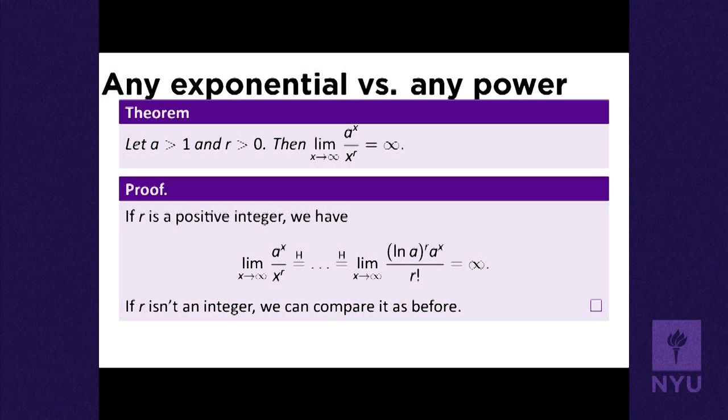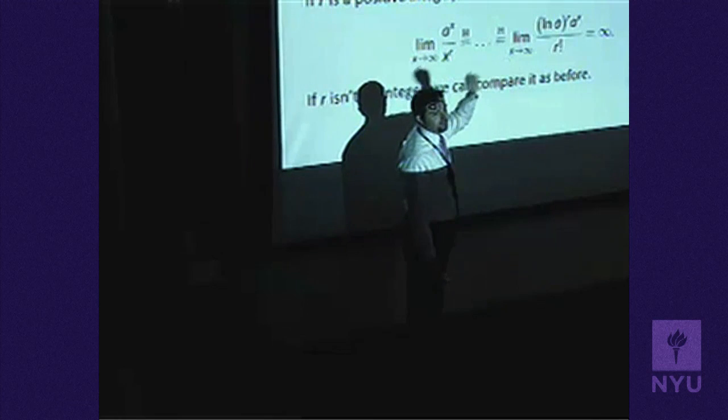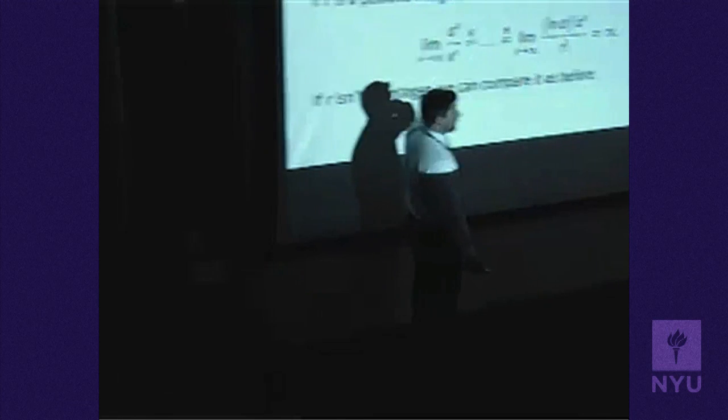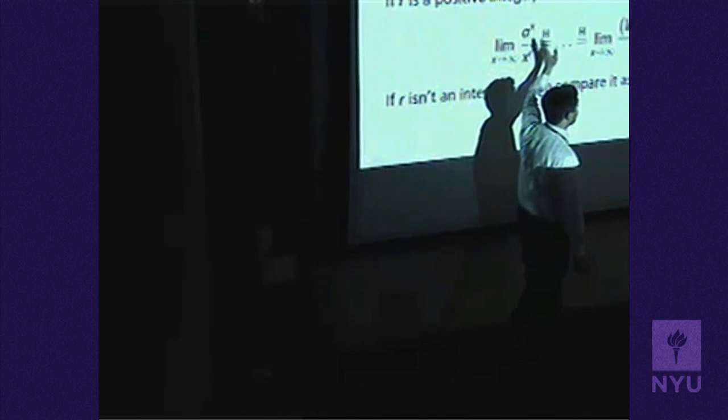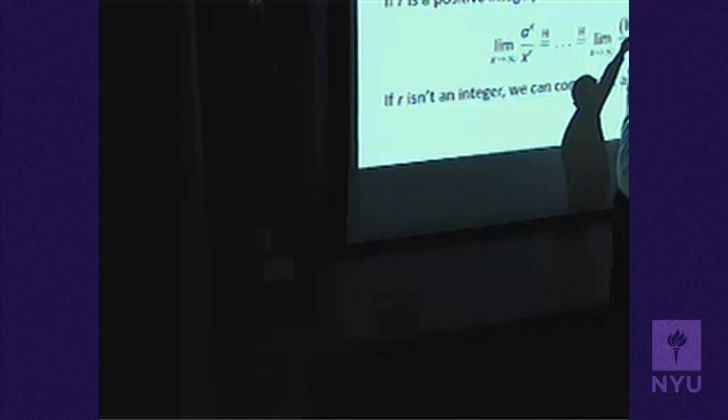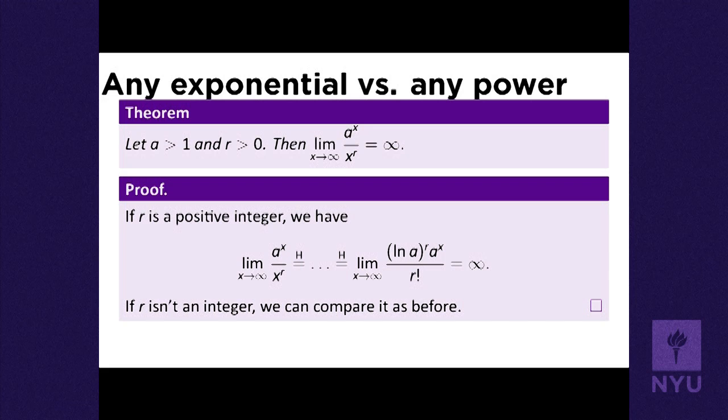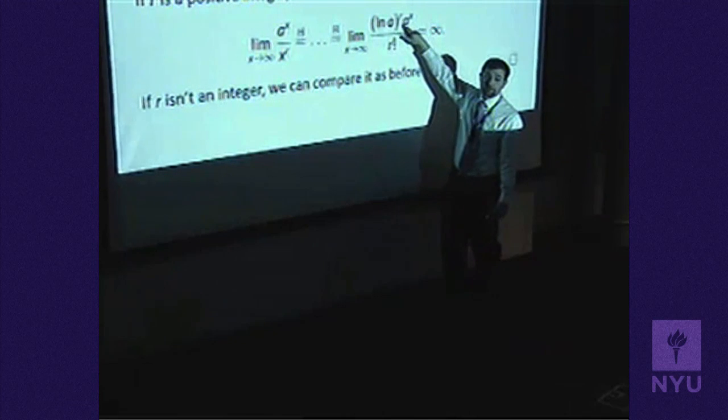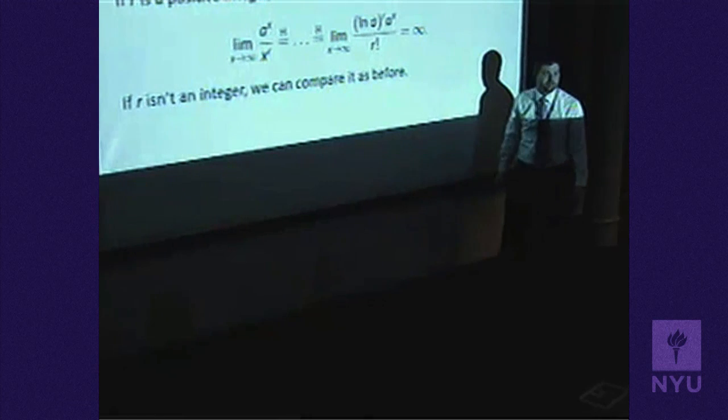The difference being that if you have a to the x over x to the r, and you take the derivative of the numerator a to the x, you don't get a to the x, you get a to the x times a constant, natural log of a. Well, if you take r derivatives, you get r factors of this constant, natural log of a to the r power. But that's still going to be some constant, and the a to the x limit of infinity is still going to determine that the entire quotient has a limit of infinity.